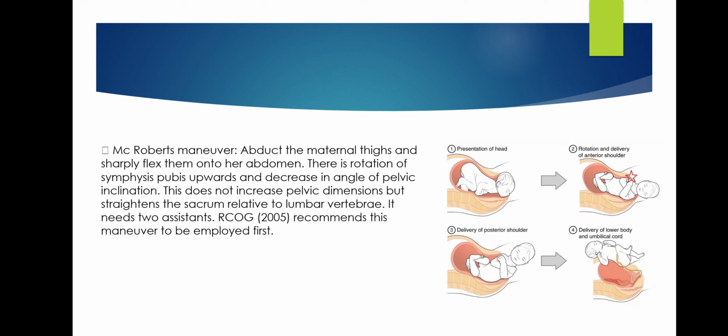Then we've got our McRoberts maneuver, which is quite common. In this case, you abduct the maternal thighs and sharply flex them onto her abdomen. There is rotation of the symphysis pubis upwards and decrease in the angle of the pelvic inclination. This does not increase pelvic dimension, but it straightens the sacrum relative to the lumbar vertebra. This maneuver needs two assistants. And according to RCOG, they recommend this maneuver to be employed first.